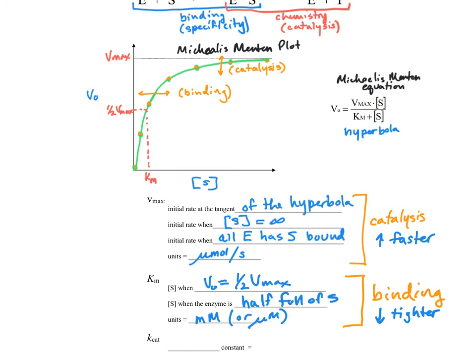So Km is very similar to P50, and I think we're going to leave it at that for this video, and I'll do a short video to talk about this last parameter called Kcat, because that's a bit of a subtle variation.